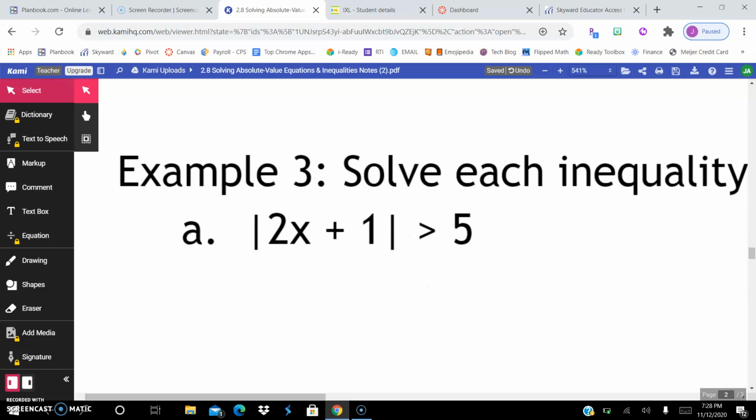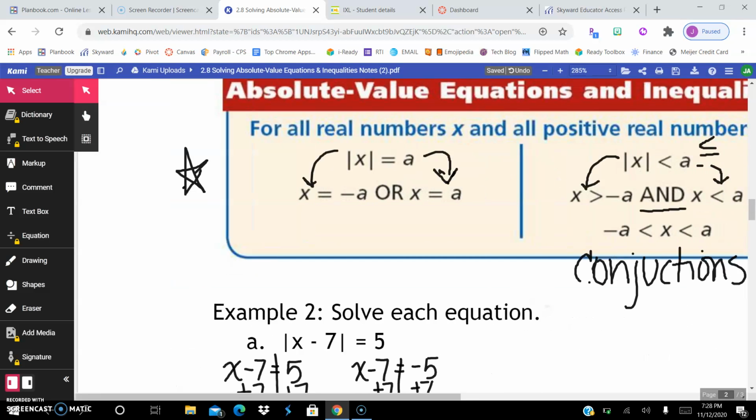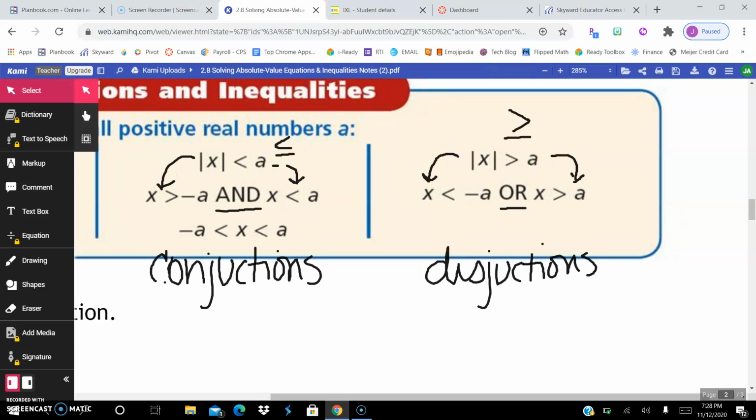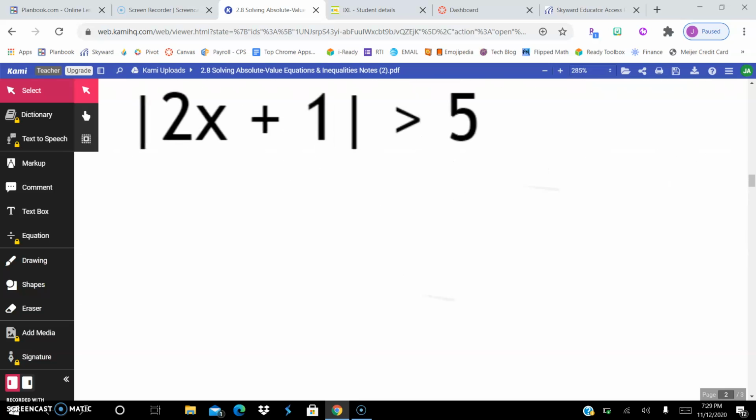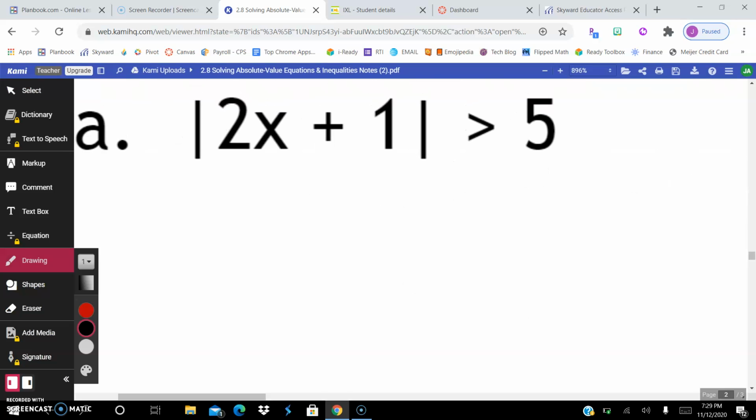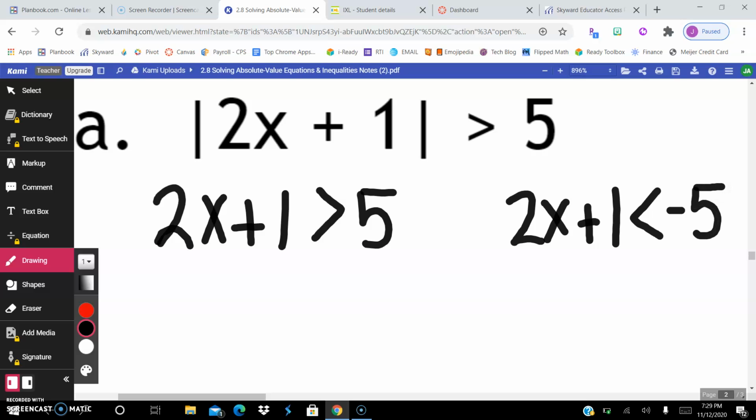Now we're going to move on to where we have inequalities. This one has an is greater than sign. So if we go back up here to our chart, the greater than signs are the disjunctions, and that's where it has the or in the middle. So we're going to have to remember that when we solve. So we are going to have one without the inequalities, and then one where we flip the sign and the a becomes negative, so that 5 is now negative.